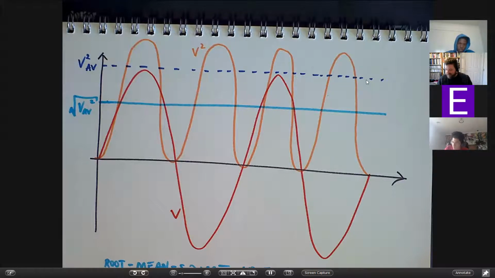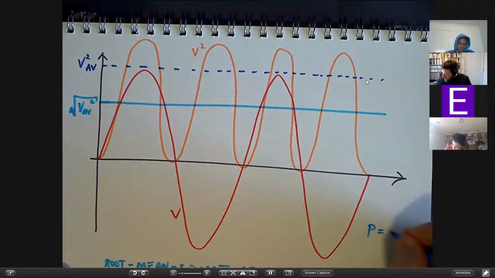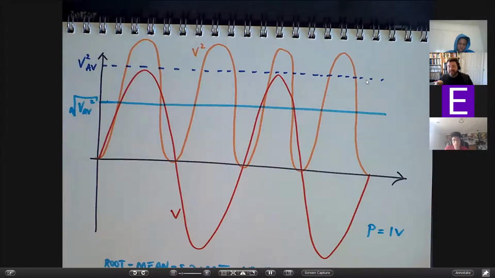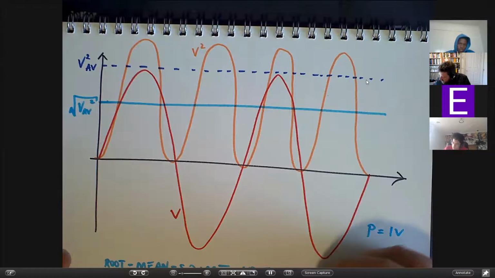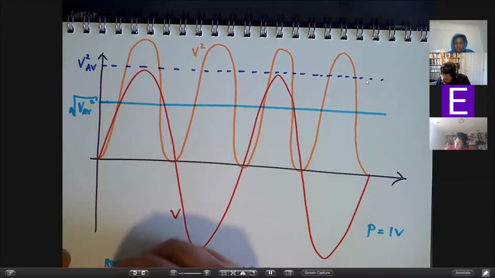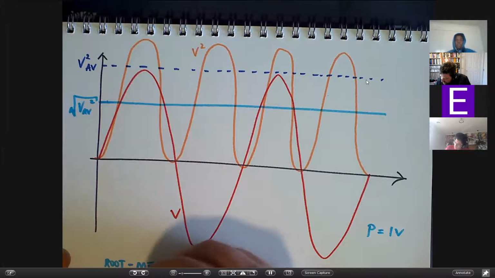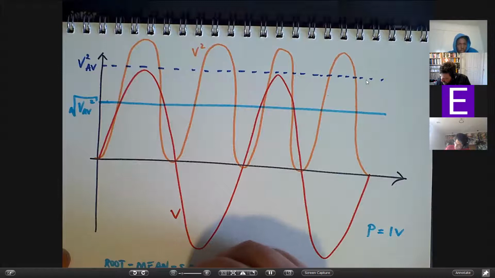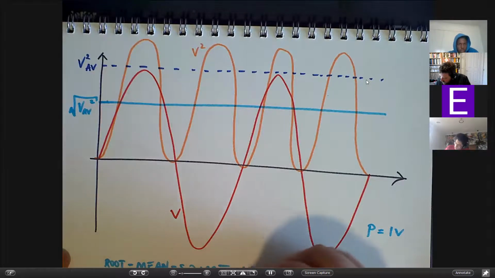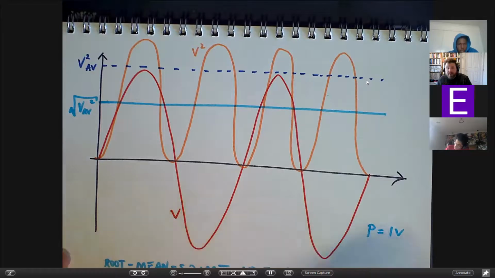Well, if we plug that value into the power formula, so P equals IV, then that gives us the same amount of power integrated over multiple seconds as what this overall curve gives us. So this root mean square voltage measures the power output, or the power equivalence, of the EMF.